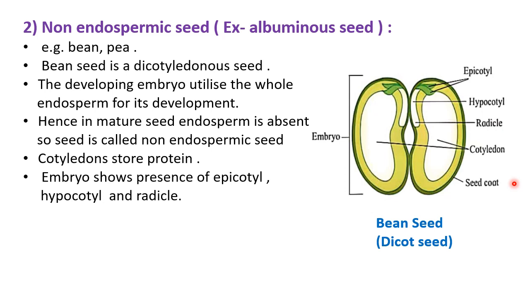Then for the protection of the seed, a protective covering is present. This protective covering is called the seed coat. So bean and pea are the types of non-endospermic seed.